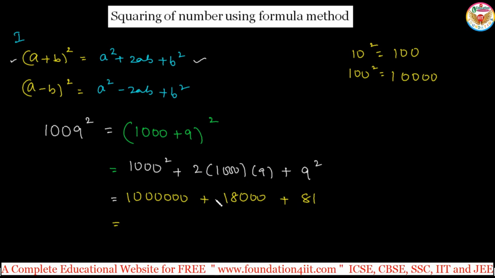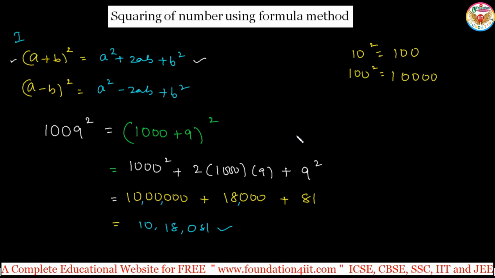By observing this, you can just add. So you'll get the final answer. When you come to this, 10 lakhs plus 18,000 plus 81. So 10 lakhs 18,000 81 is the answer, 1018081. Simple, right? You only have to remember the formula and substitute the values. No need of taking very lengthy steps.